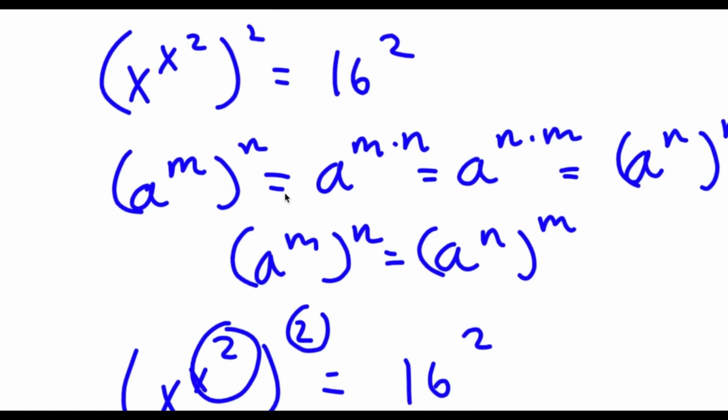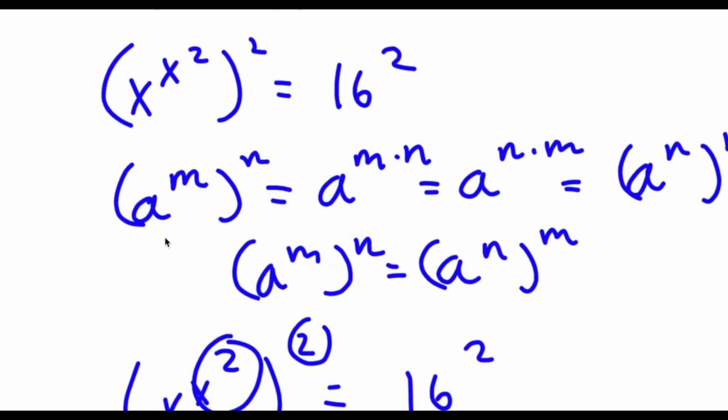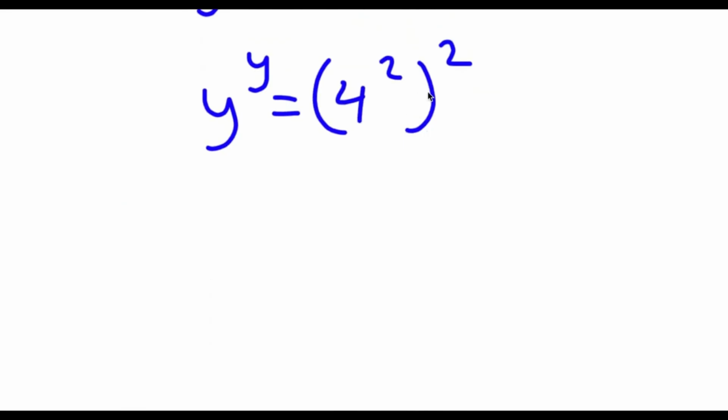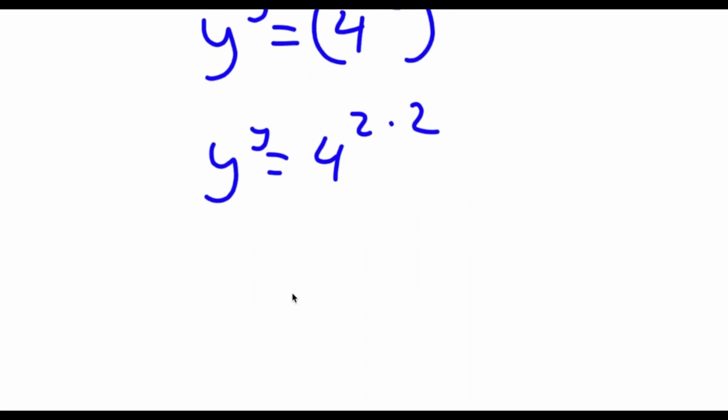Now if we go back, remember how if we have something in the form a to the power of m to the power of n, this is equal to a to the power of m times n. So 4 to the power of 2 to the power of 2 is going to equal 4 to the power of 2 times 2. And 2 times 2 is equal to 4. So I have y to the power of y is equal to 4 to the power of 4.